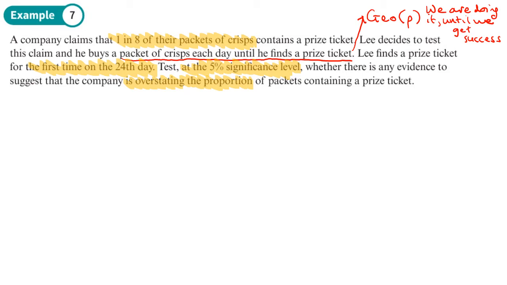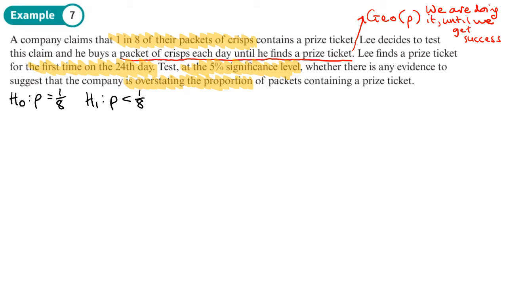Right, so our first step in a question like this is to state H0 and H1. So H0 is going to be that the probability of getting a prize is 1 in 8. Now, if they are overstating their claim, that means that actually we want to see whether the probability is less than an 8th. Yeah, not greater than an 8th.